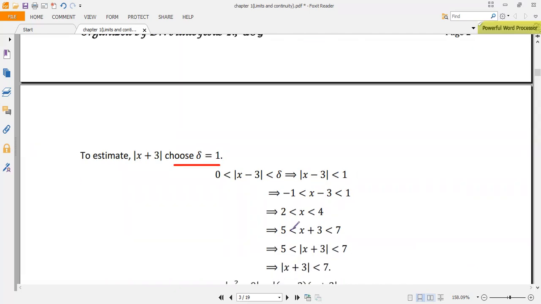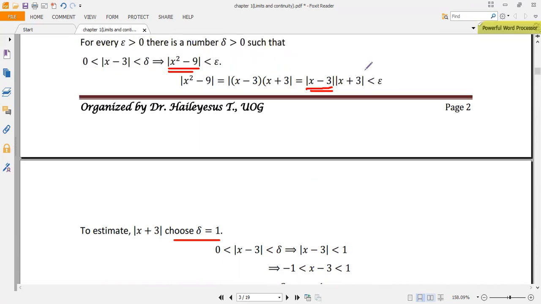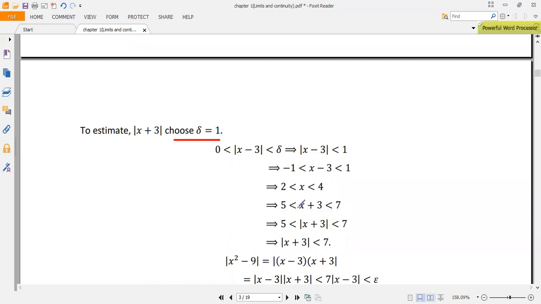And to remove this part, x plus 3, let's add 3 on each side. So 2 less than x less than 4. When you add 3 on this side, 5 less than x plus 3 less than 7. So 5 less than absolute value of x plus 3 less than 7. So let's take this one. Absolute value of x plus 3 is always less than 7.